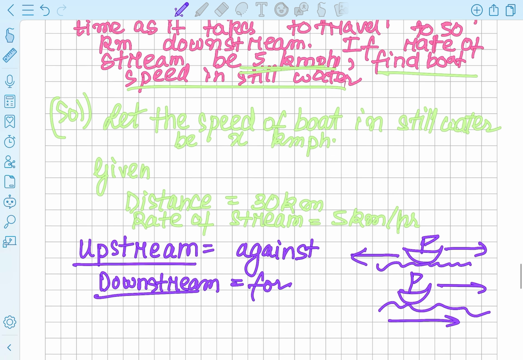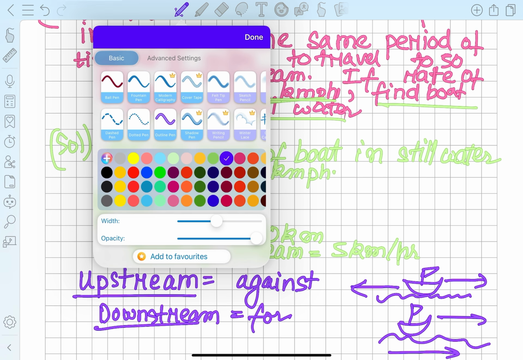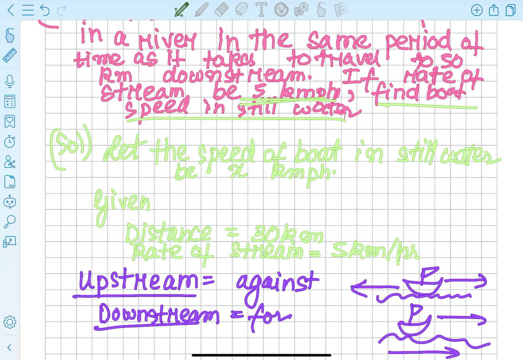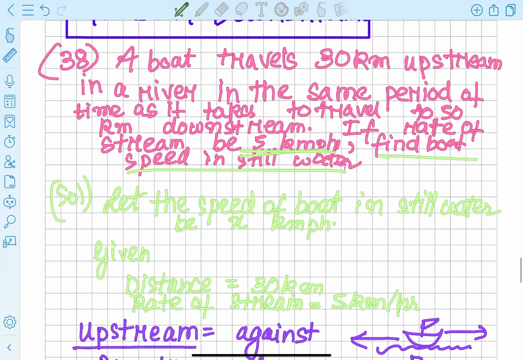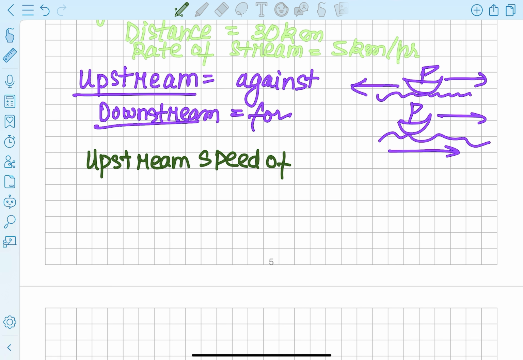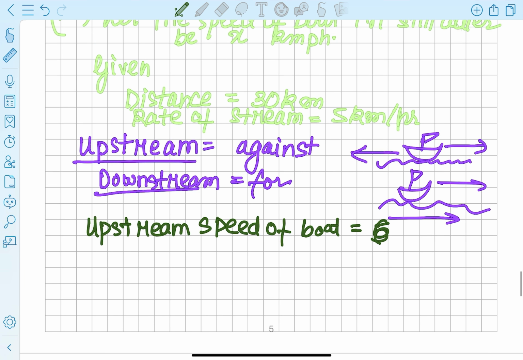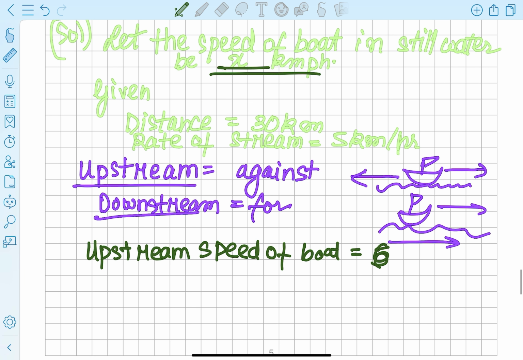So if I am asking you to calculate the speed of the boat upstream, okay, upstream speed of boat. Now one thing is constant for downstream and upstream, that is the time. It's written same period of time. Upstream, downstream both in same period of time. So upstream speed of boat will be what? What is the speed of stream? 5. What is the speed of the boat in still water? We have asked it to be x. So x, upstream means against.